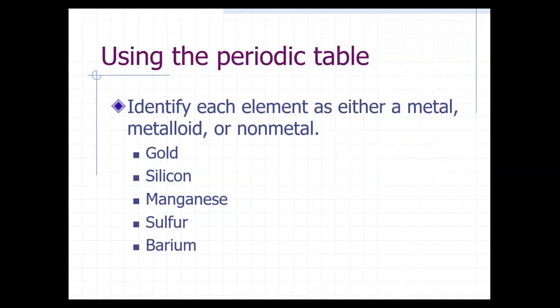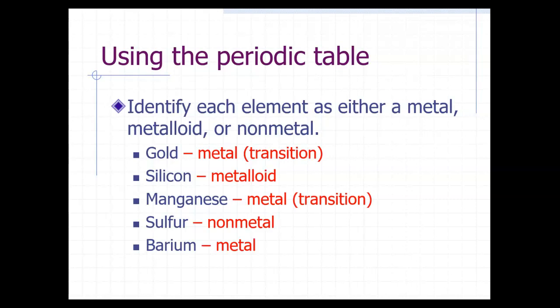Okay, using your periodic table, I'm not going to go all the way back to the periodic table again, but using your periodic table or one that you have handy, try classifying each of these things as a metal, a metalloid, or a nonmetal. You can pause this for a second and then turn it back on after you finish. Okay, gold is pretty much right in the middle of the periodic table, so it's a metal, specifically a transition metal. Silicon, being on the stair step, is a metalloid.